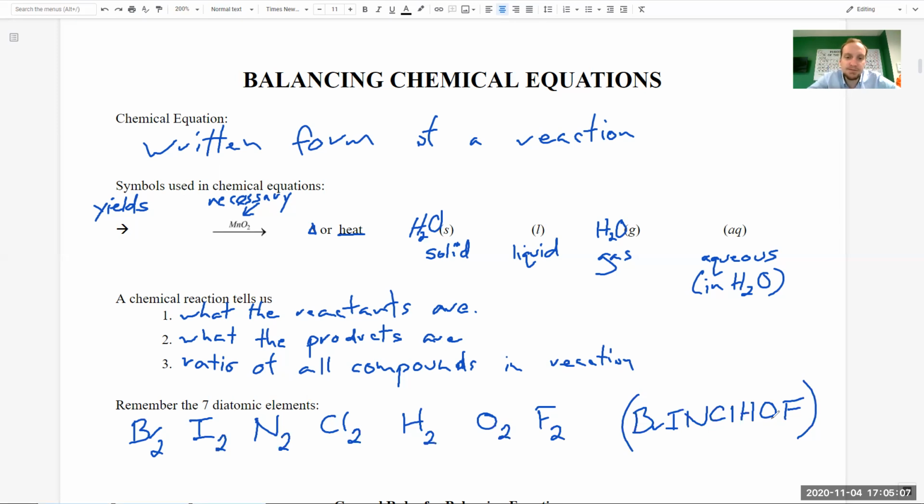But those are the 7 elements that are always found in pairs when they are in the pure form. Now, if they're in a compound, obviously that ratio can change. I'm talking about if they are all by themselves.